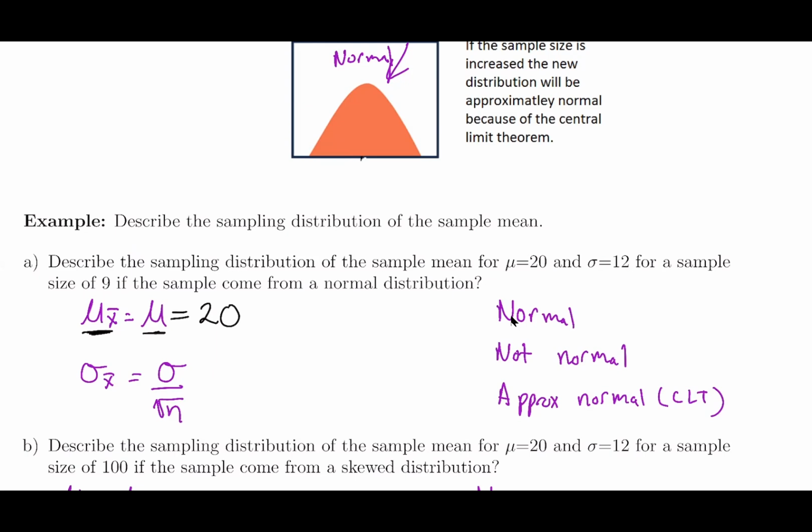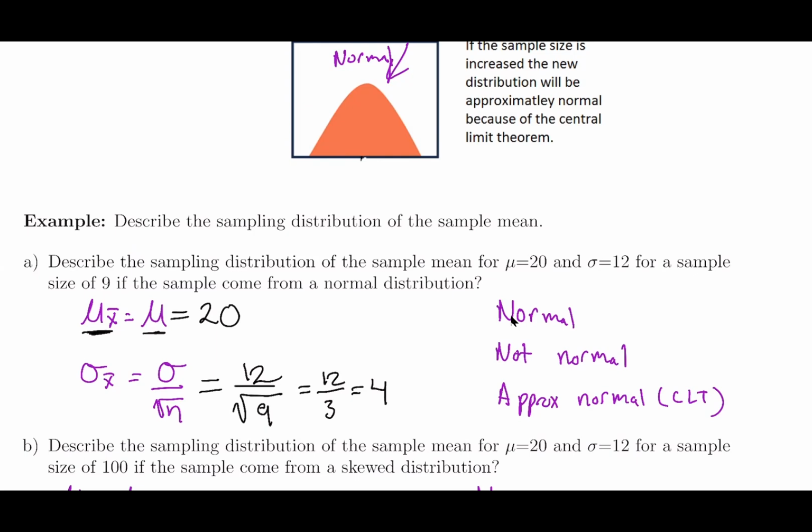All right, let's do sigma of x bar. Sigma of x bar is equal to sigma divided by square root of n. What's my sigma equal to in this case? 12. Yeah, 12, thank you. And what's my n in this case? 9. All right, perfect. So if you do 12 divided by square root of 9, that's 12 divided by 3, which is 4. And that's your answer for sigma of x bar. So sigma of x bar will equal 4. Any question on sigma x bar equal to 4?